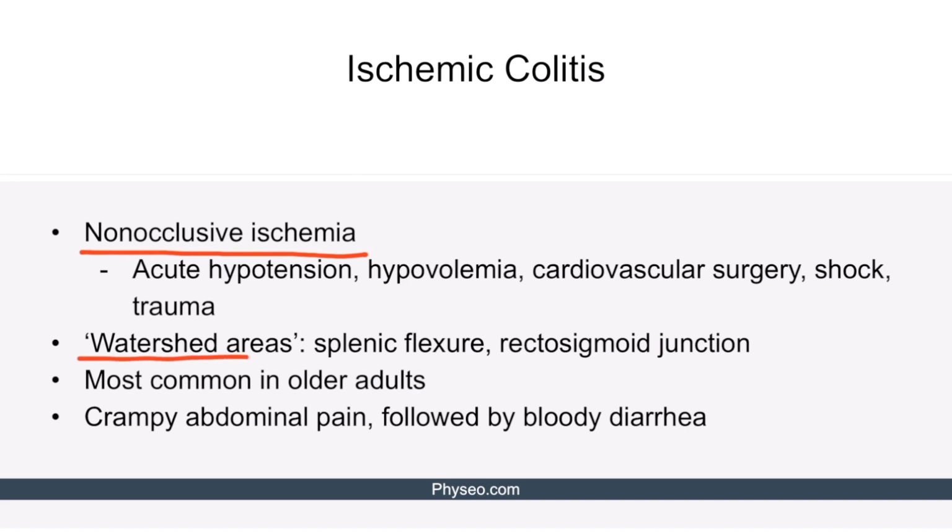It affects the watershed areas of the colon, and so you're thinking about the splenic flexure and the rectosigmoid junction. And that's because those areas are located between the terminal branches of two major arteries, so of course they're vulnerable to ischemia whenever there's low flow or low blood flow. And it most commonly occurs in older adults and presents with crampy abdominal pain, followed by bloody diarrhea.